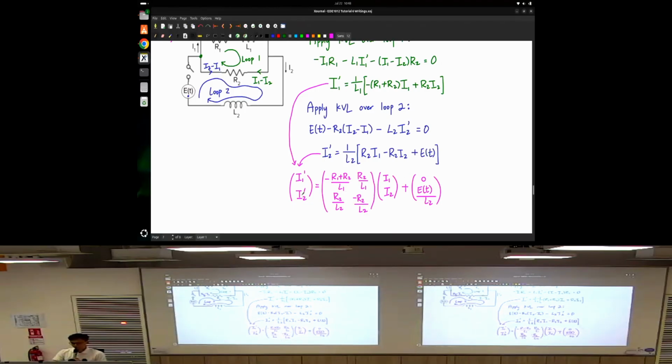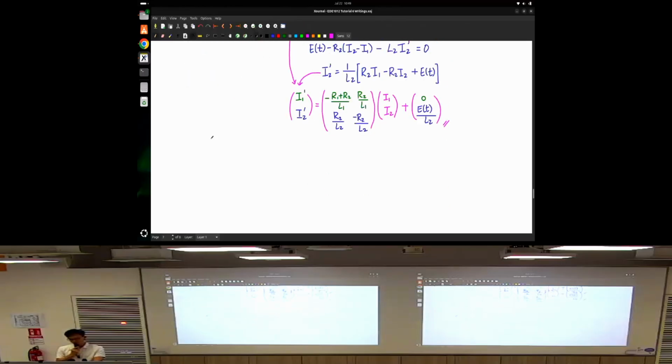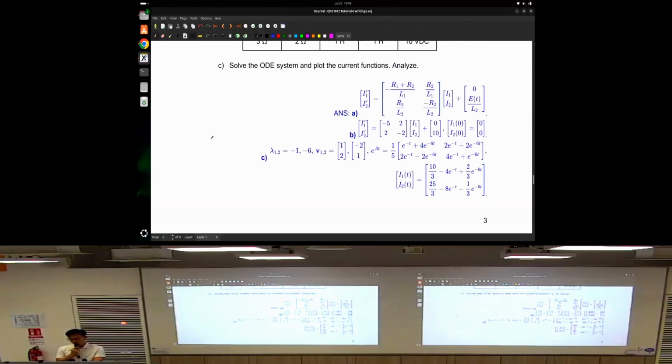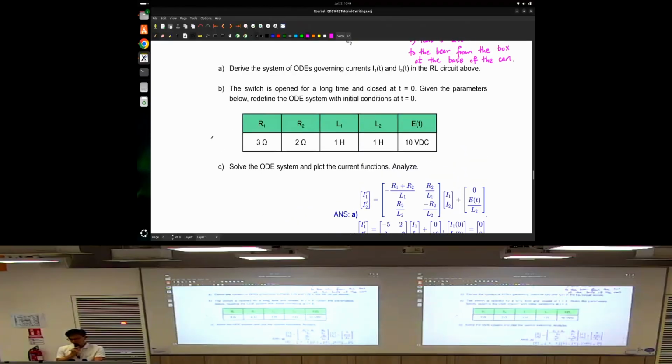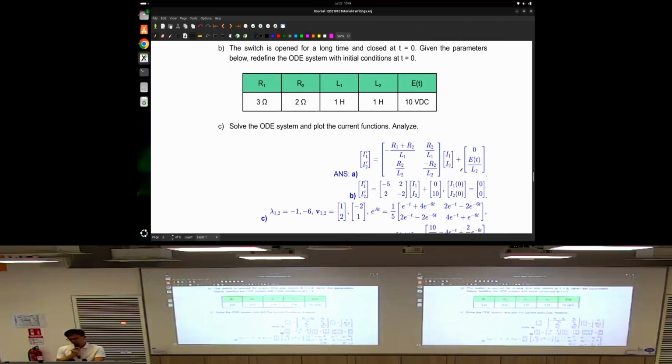Hold on. The second equation I put at the bottom, and the top one is the green first equation. Any other questions? If you have no questions, then for the IVP in part 2, you just sub in the values. The initial condition is that because the switch is open for a long time and closed at t equals 0, there's no current flowing inside the circuit. So you get 0, 0 as your initial condition.